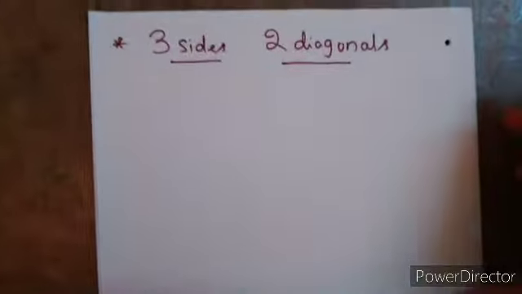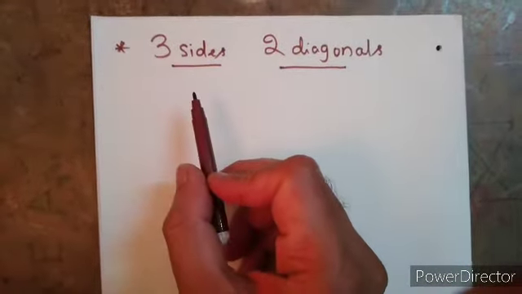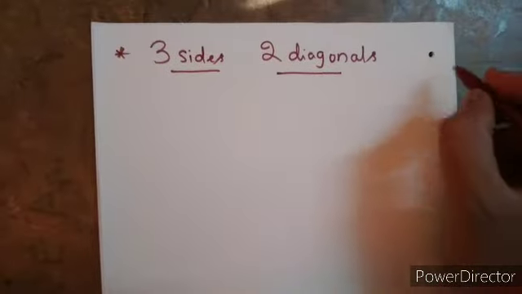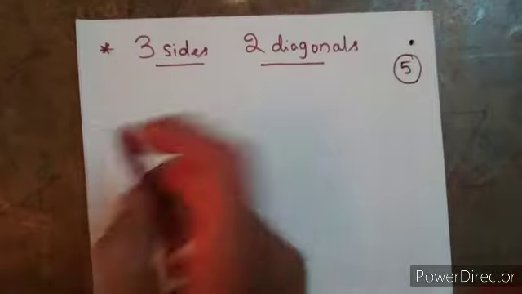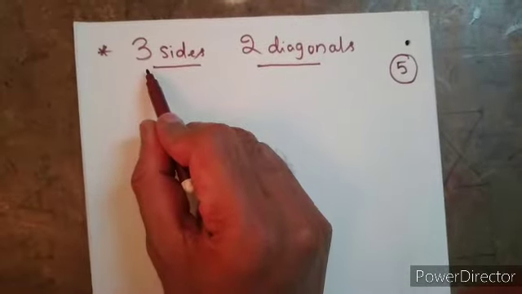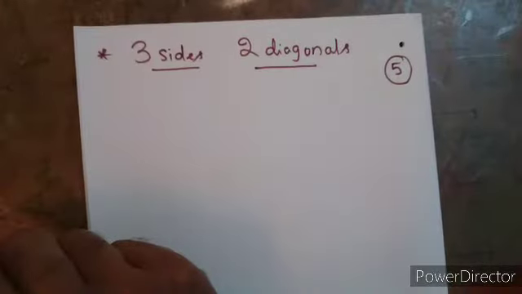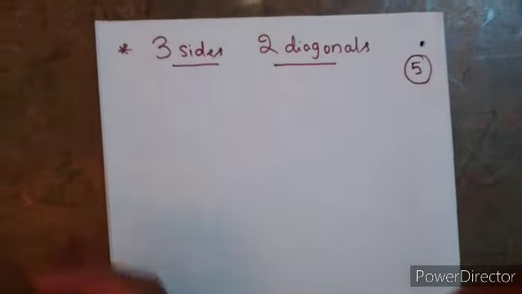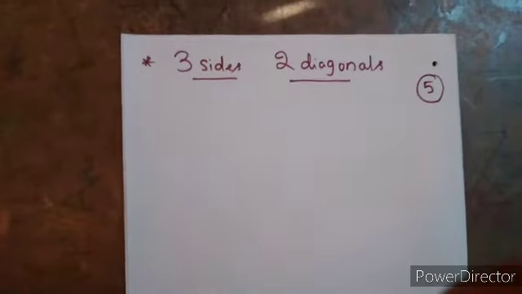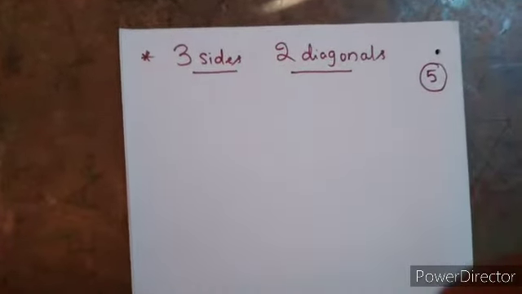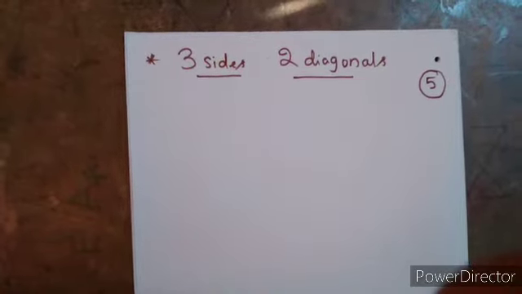So once again I am reminding you, in the starting I said that to construct any quadrilateral we require 5 measurements. So here three sides, two diagonals, overall 5 measurements. So with these 5 measurements we have to go ahead. In your textbook, page number 190, we have an example problem based upon this one.